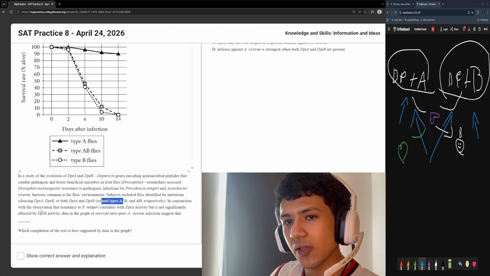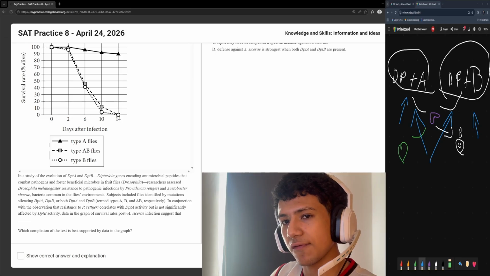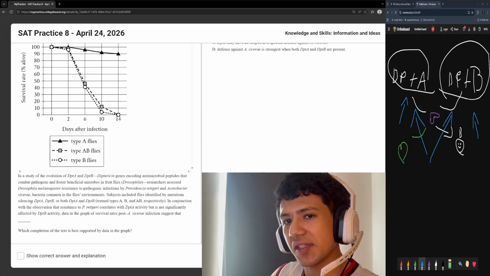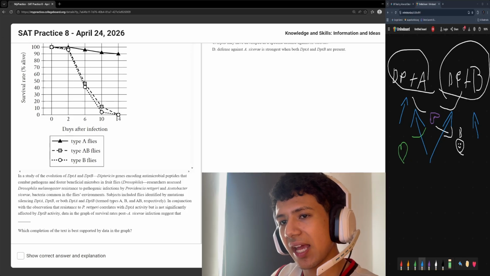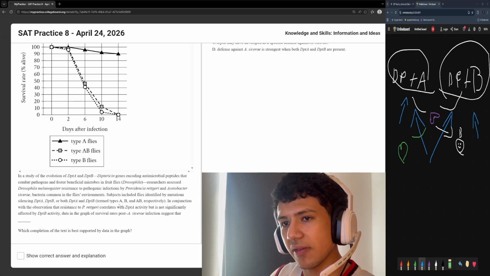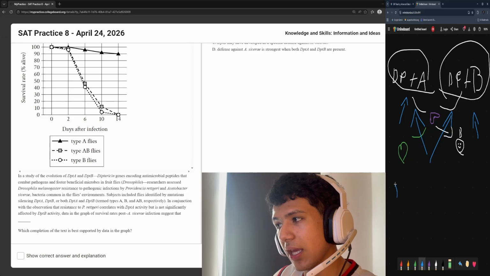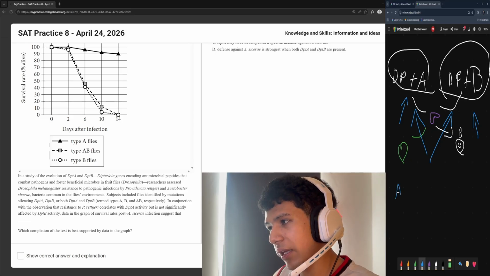Termed types A. So this is very important. You have to follow from here to here. If it says that it silenced DPTA, type A, right, because it's the first option here, and this is the first option, means this matches this part. So this tells us that fruit flies that were silenced, their DPTA gene, are called type A. Right, so type A fruit flies don't have DPTA, right, because the gene was silenced.